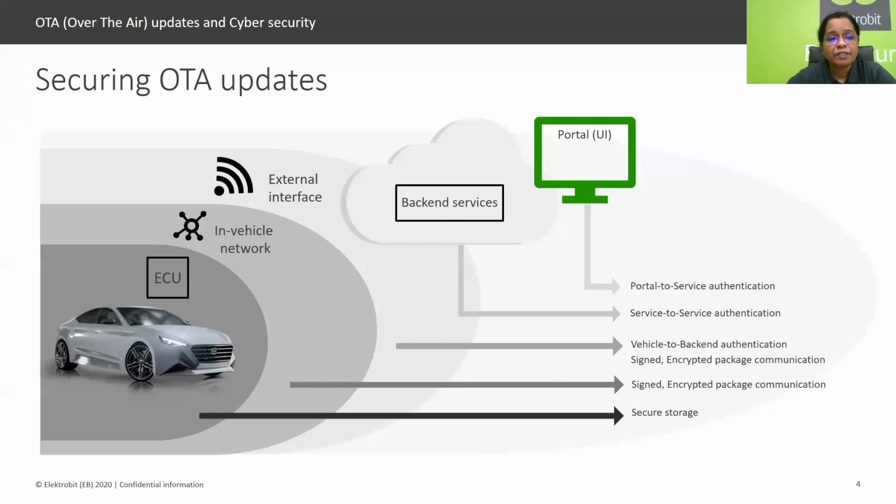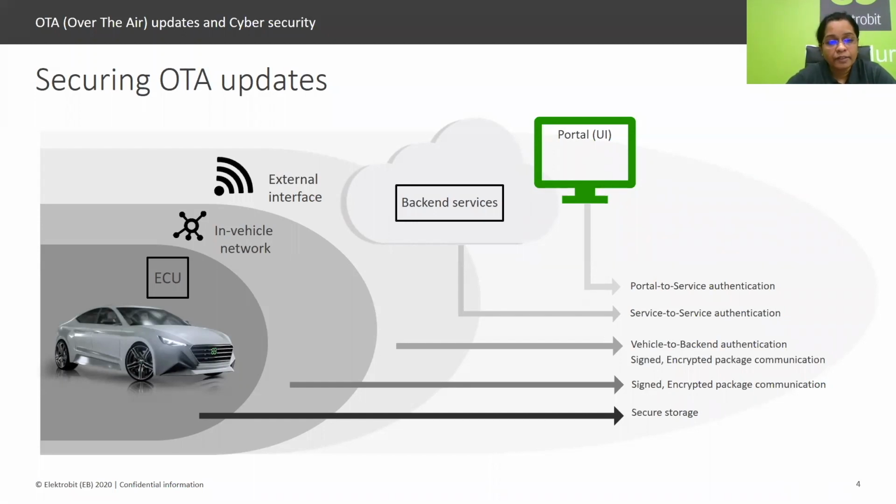The communication between the backend and the vehicle has to be authenticated so that the backend is communicating to the right vehicle, and any data communication to the vehicle should be encrypted and signed so that there is no falsifying of the data that reaches the vehicle.